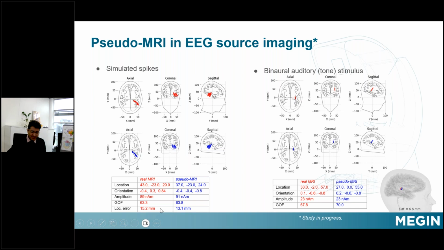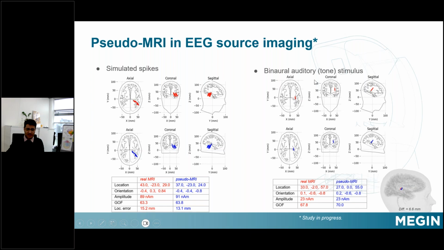But you can see here, since it's EEG, localizing accurately at the millimeter level is always a challenge. With real MRI, we get a 15 millimeter difference from the actual or true source. In pseudo MRI, there is 13 millimeter. It doesn't guarantee that it would be lower. So almost it's the same. It could even be a few millimeters higher.